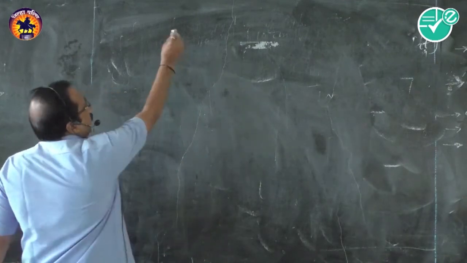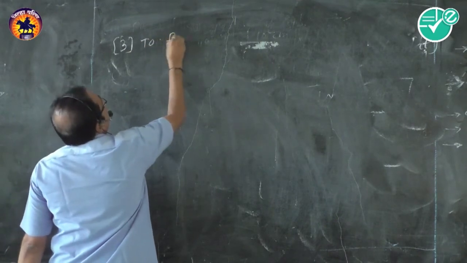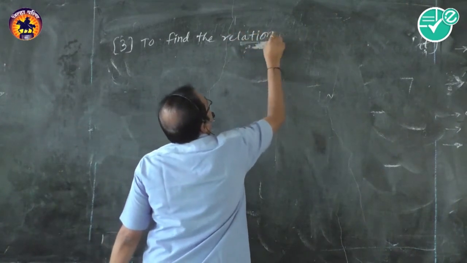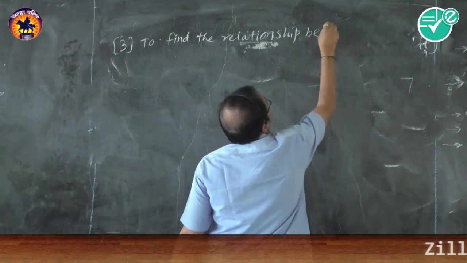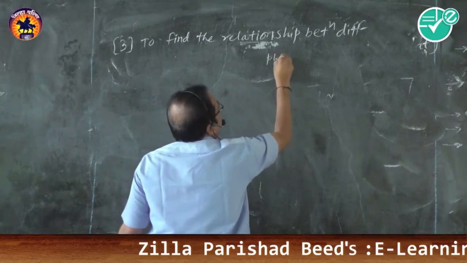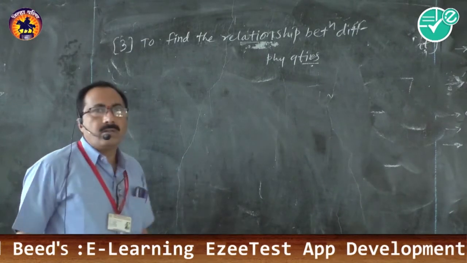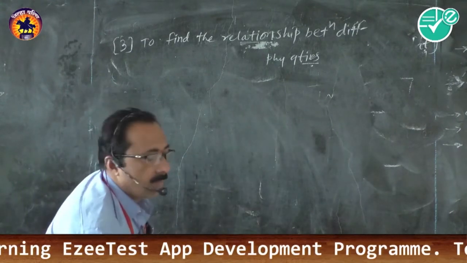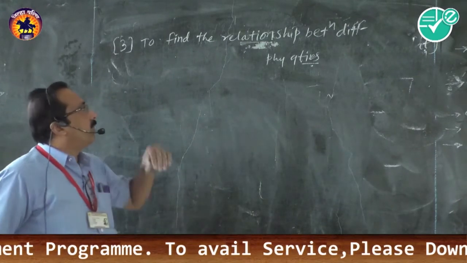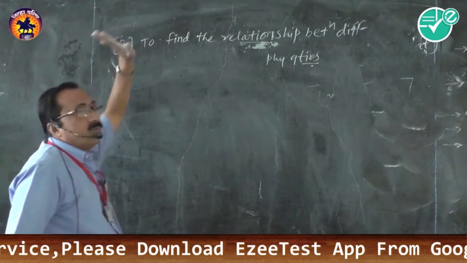Third use: to find the relationship between different physical quantities. So let us suppose we can find the relationship between any two or three quantities using the method of dimensions.